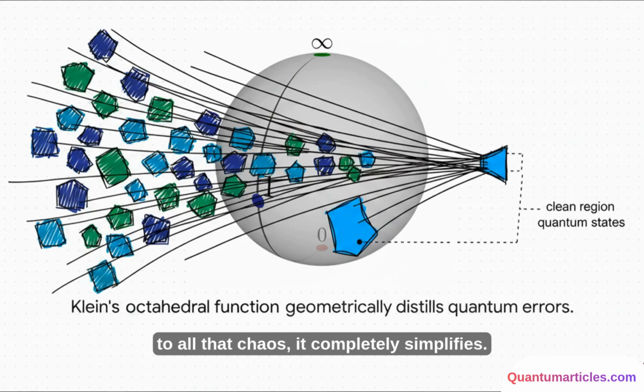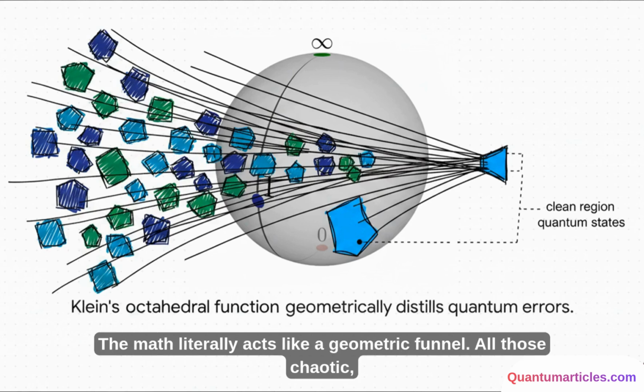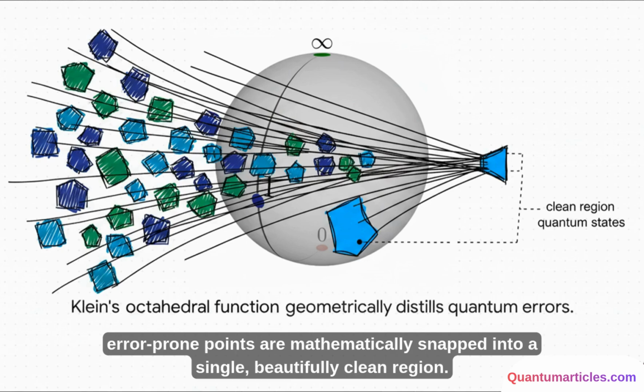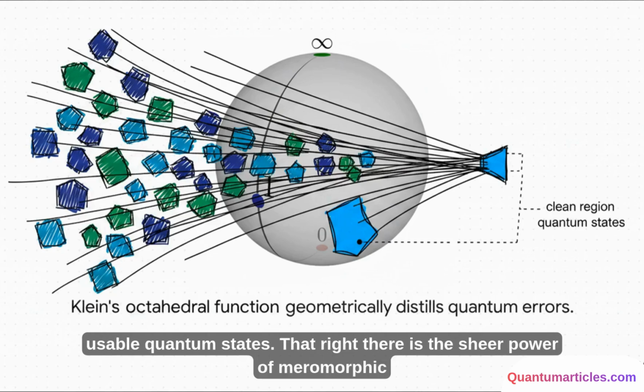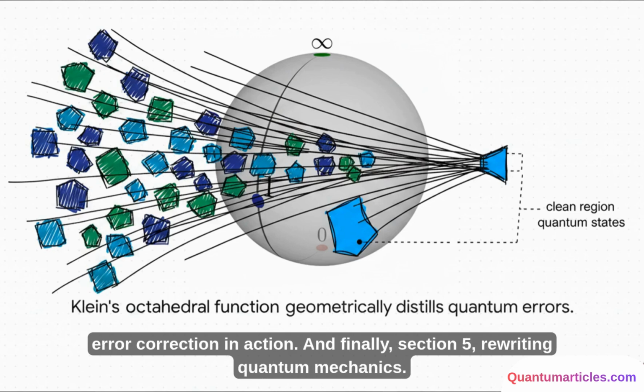It completely simplifies. The math literally acts like a geometric funnel. All those chaotic, error-prone points are mathematically snapped into a single, beautifully clean region. It distills the messy, noisy points back into perfectly clean, usable quantum states. That right there is the sheer power of meromorphic error correction in action.